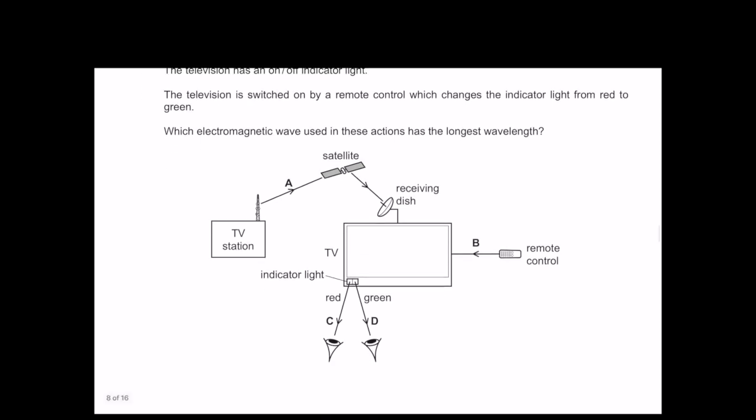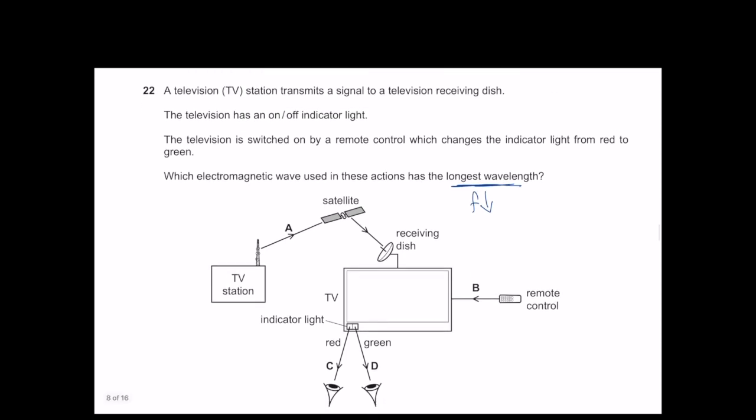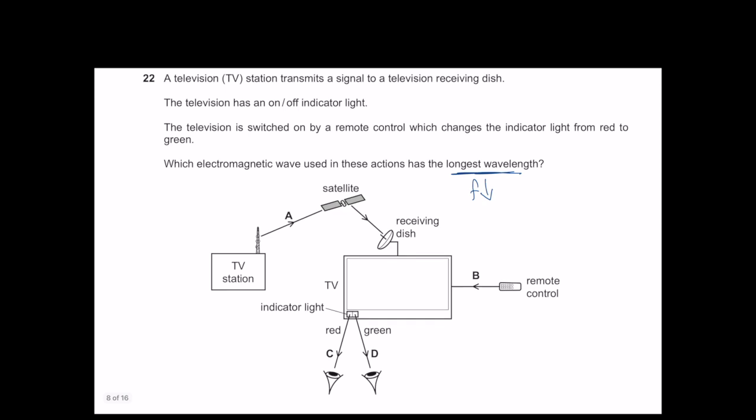Okay, let's see. From the TV station to the satellite, then from the satellite to the receiving dish, and then the remote control, and then we can see here the red and green. They mean the order according to the longest wavelength, which means the smallest frequency that we have. So the best idea here is to keep in mind which one is the longest wavelength and the smallest frequency.